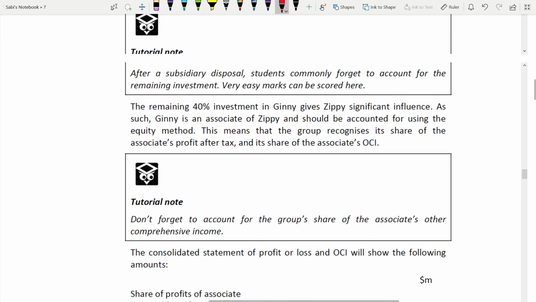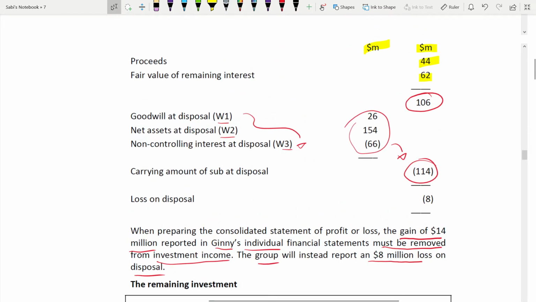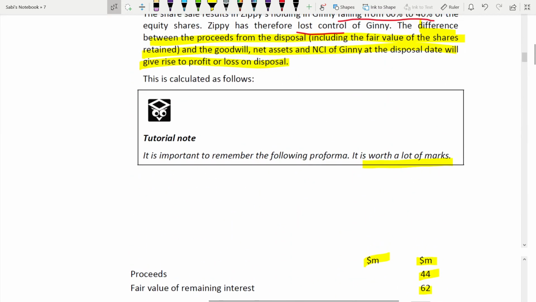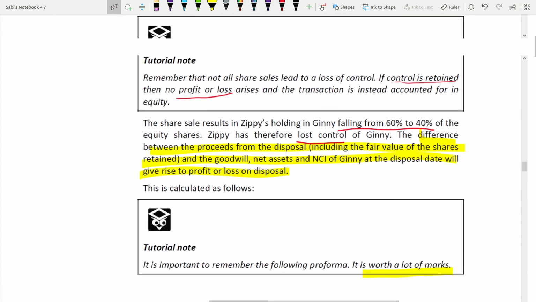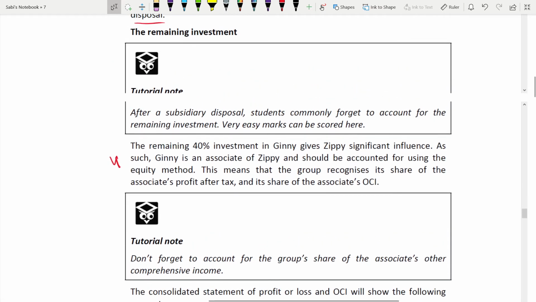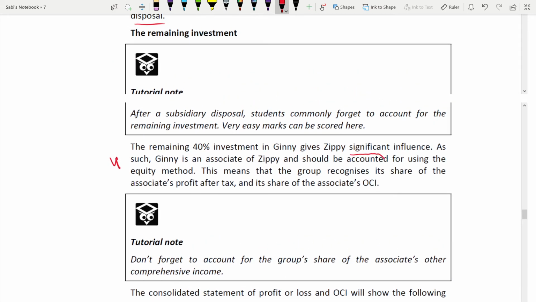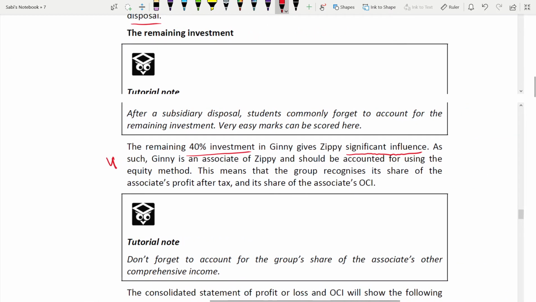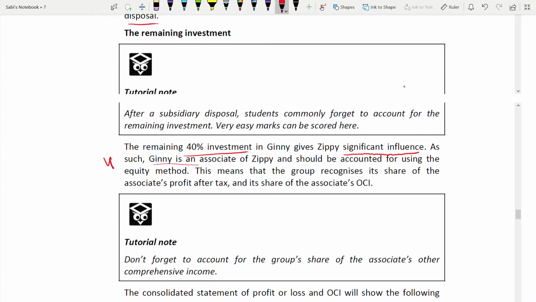So now the next paragraph says the remaining 40%. You see, for associate, third, fourth paragraph. Every paragraph has a different point. So now let us go to this. The remaining 40% investment in Guinea gives significant influence. You have to talk about the significant influence about the remaining 40% investment, because it went from 60 to 40. As such, Guinea is an associate of Zippy. What is Guinea? An associate of Zippy.